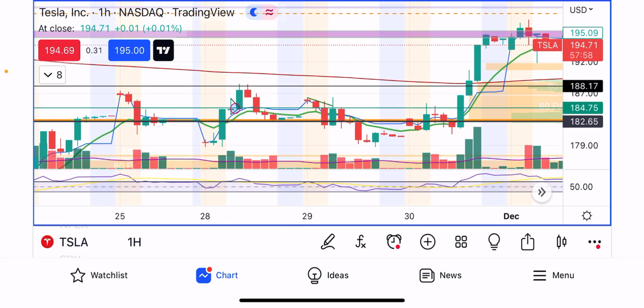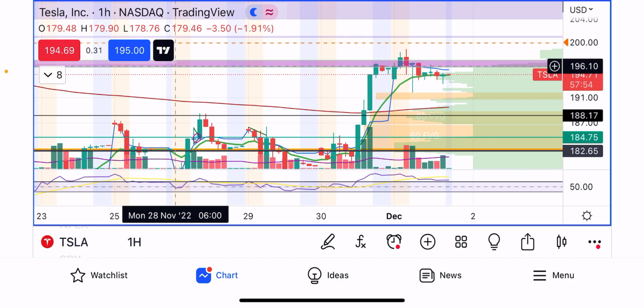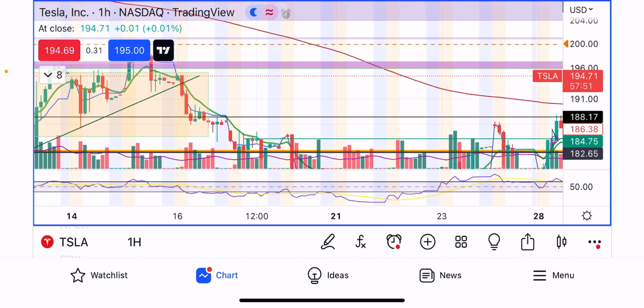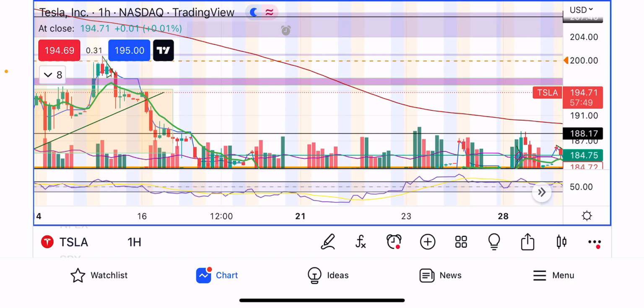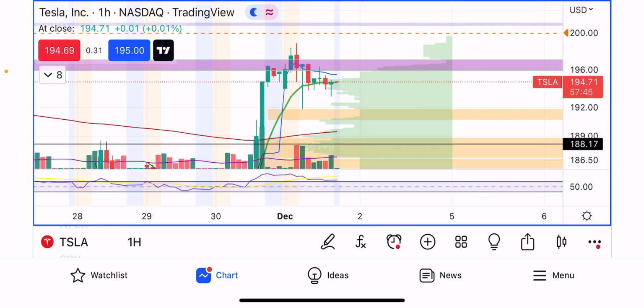So use these fair value gaps. As you can see, this was a fair value gap on top. It was actually created by the price action way earlier, somewhere around here. So this is being honored by Tesla.